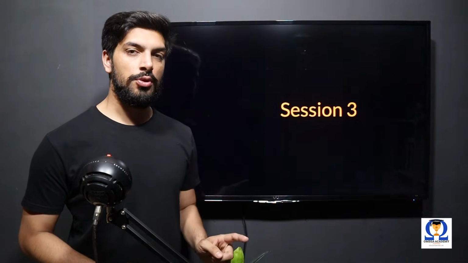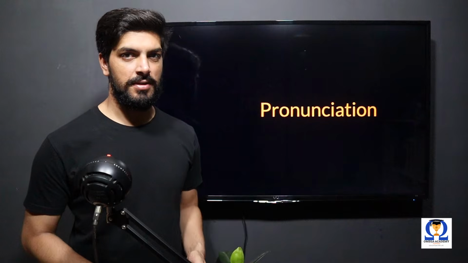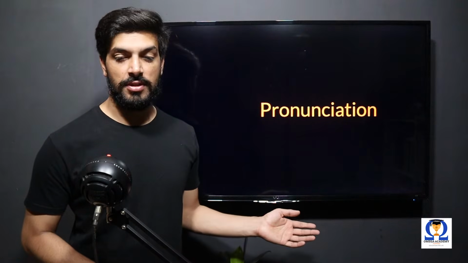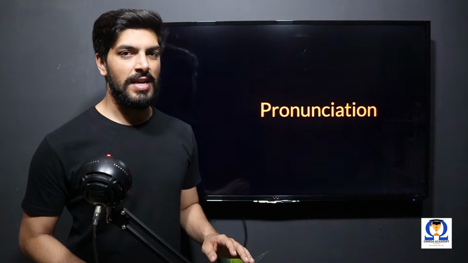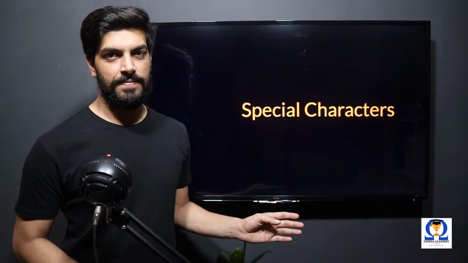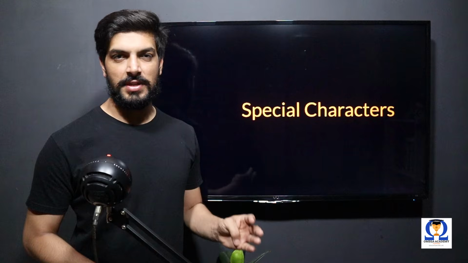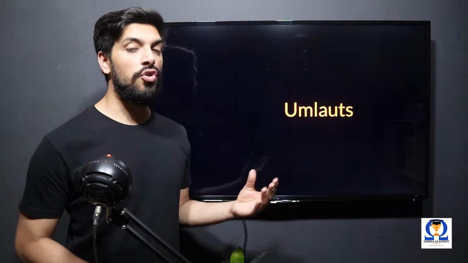And today we have session 3. In session 2 we had alphabet. Today we're going to talk about pronunciation. Remember, pronunciation, that means rules of pronunciation as well as special characters. In German there are 4 special characters and 3 of them are called umlauts.